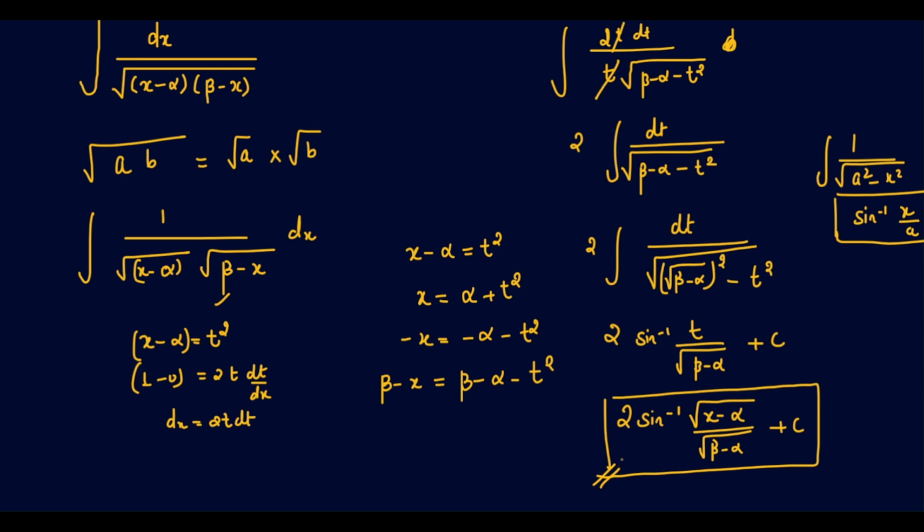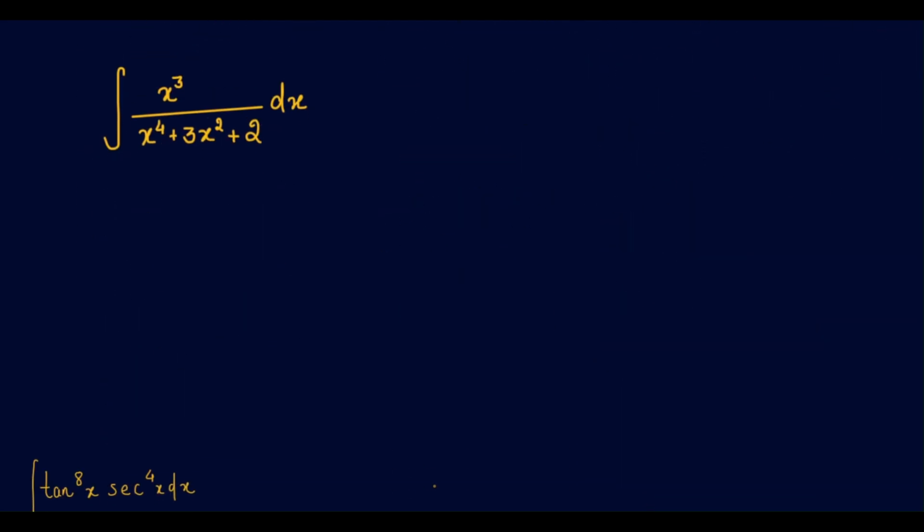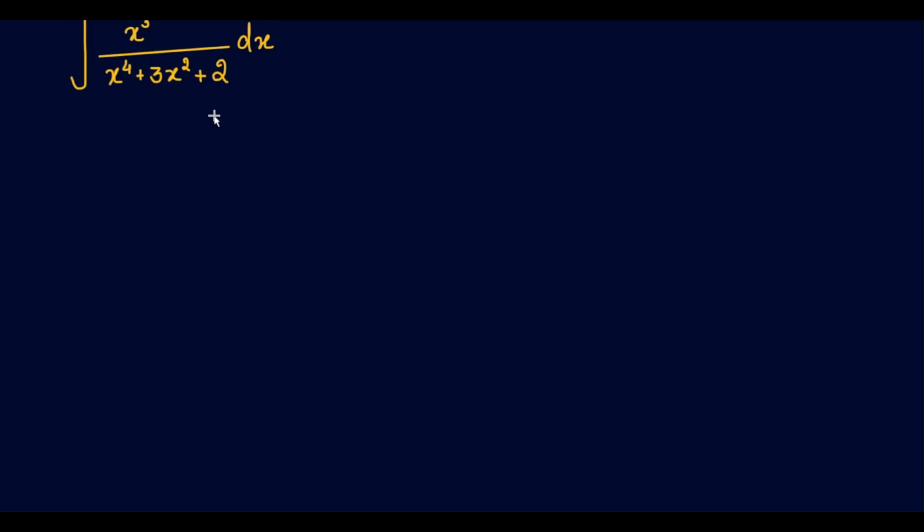Now let's move on to the third and the most important question of this whole tri-series of questions. The question is given as this one: x to the power 4 plus 3x square plus 2. Whenever you have such kind of integration, we will not take x square as equal to t, we will not take x to the power 4 as equal to t, and we will not take x cube as equal to t. Instead of that, we will take x square and write it as equal to t.